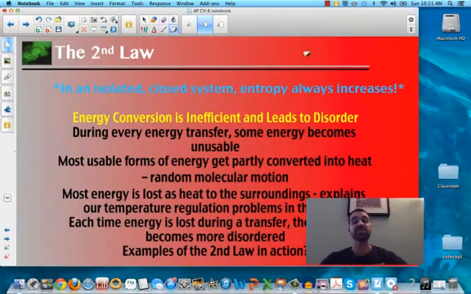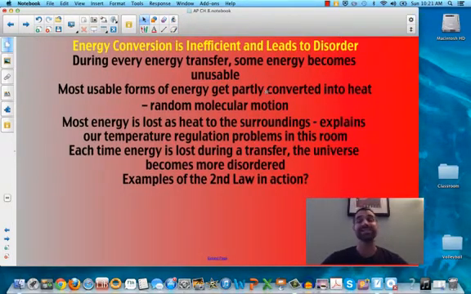During every energy transfer, some energy becomes unusable and it's lost. Remember, it's not created or destroyed, it's simply lost to the environment. Random molecular motion. Most energy is lost as heat.